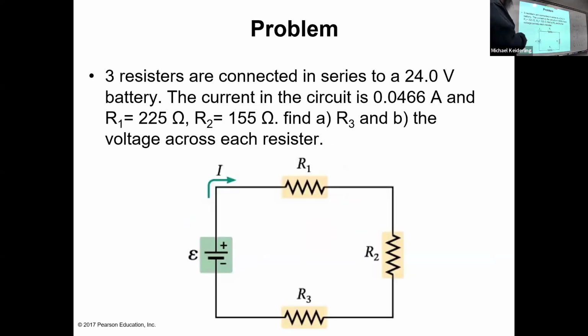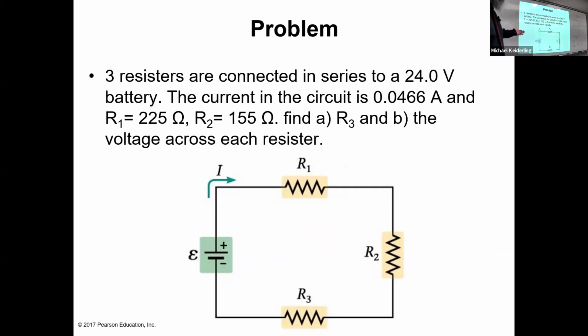So here we have 3 resistors connected in series to a 24-volt battery. The current in the circuit is 0.0466 amps. Resistance 1 is 225 ohms. Resistance 2 is 155 ohms. So find resistance 3, and then the voltage across each resistor.